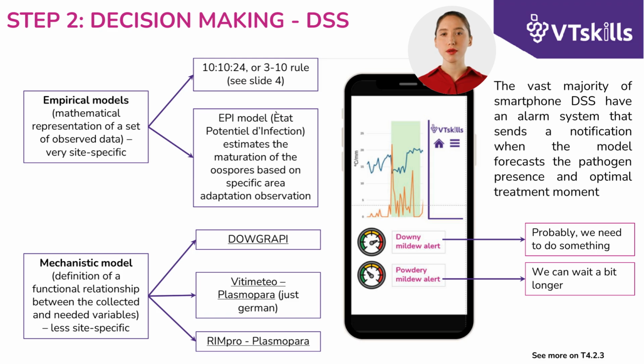They generally have purchase formulas based on annual or multi-annual subscriptions. Most modern DSS include a notification system that alerts the user when the model predicts the presence of the pathogen and identifies the optimal time for treatment.